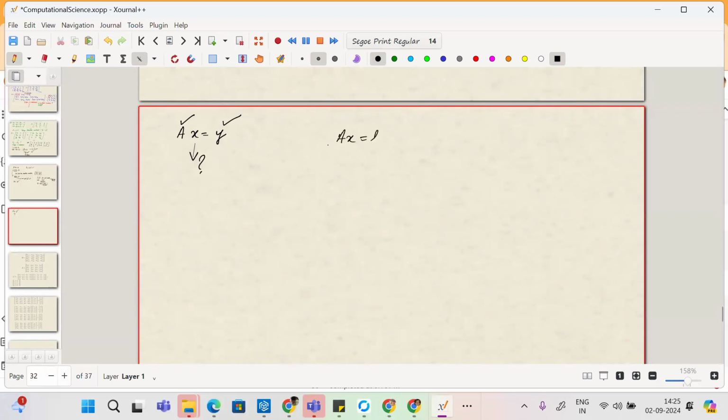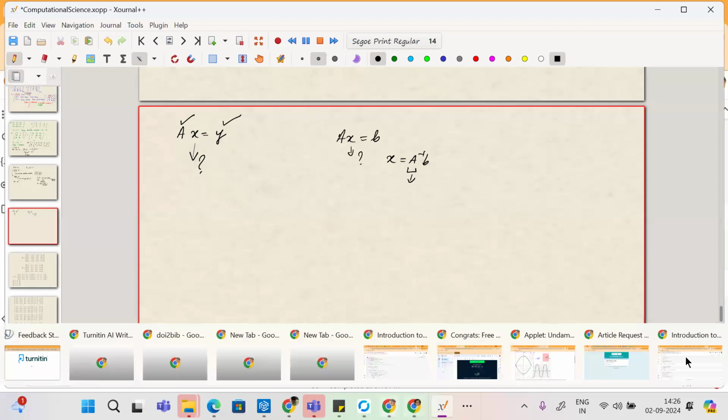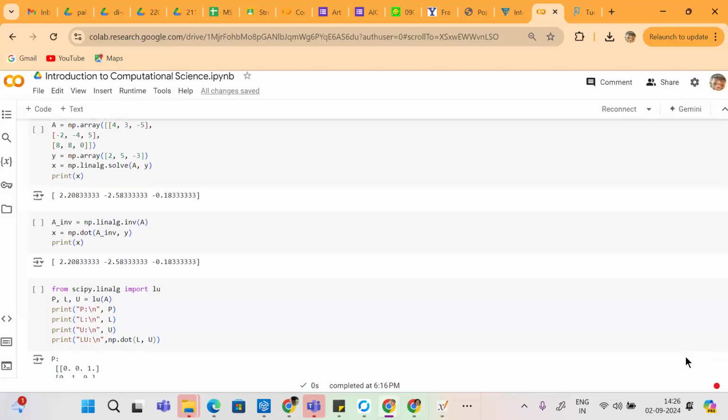Ax equal to B. Now our job is to find what is x. That you can do by A inverse B. Okay, A inverse B. But manually we are avoiding it, because manually computing the inverse is hard. But for computation, then yes, you can use it.